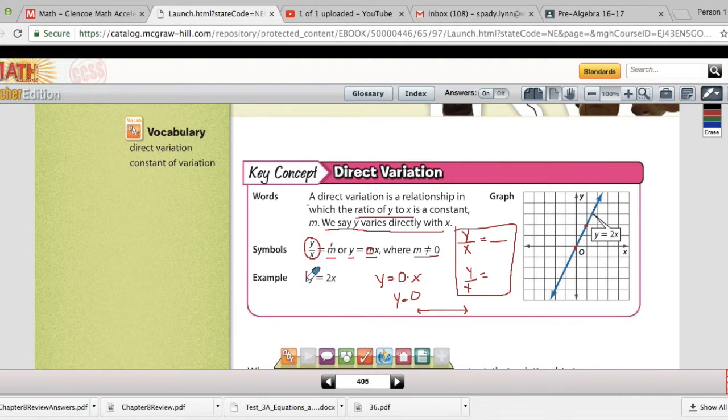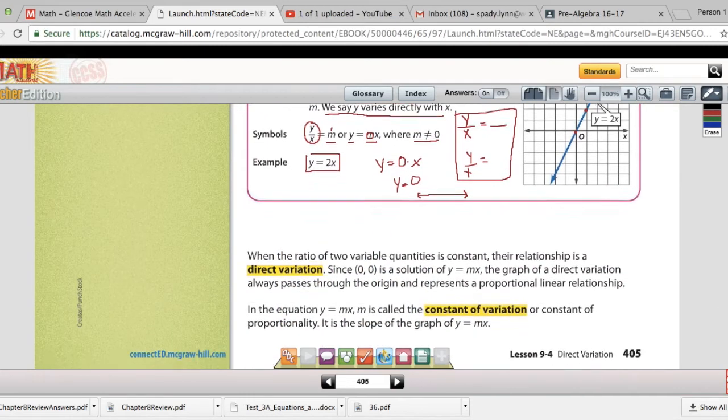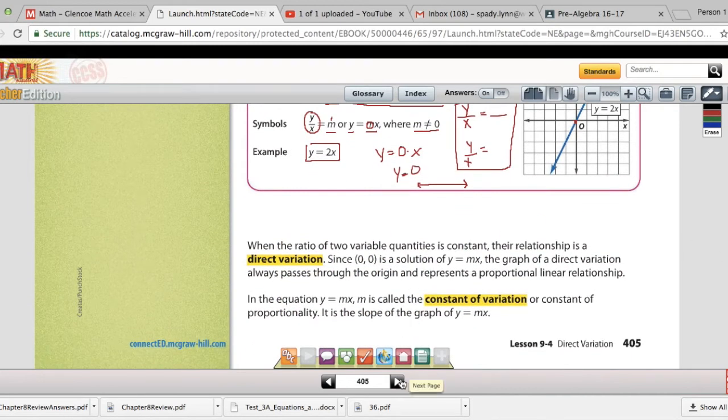Here's an example: y equals 2x. At the bottom of page 405, you'll get the definitions for direct variation and constant of variation. The part to note here is that since (0, 0) is a solution to that equation, the graph of a direct variation always passes through the origin. So that's one way you can check right away if you have a graph, you can see if (0, 0) is a solution.